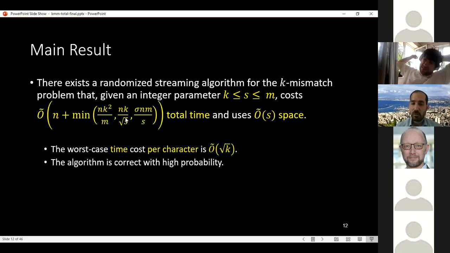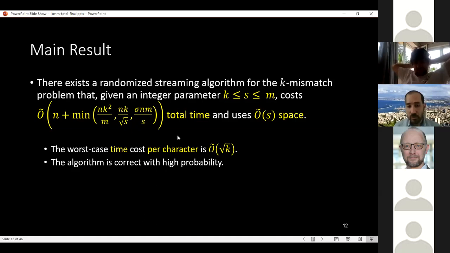And notice that for the online setting where s equals m, the third term here, sigma n, m over s, m and s cancel out, and we have sigma n, which is like the Fischer and Paterson algorithm. And here, if s equals m, we have a running time which is just like the state-of-the-art algorithm of Pavel and Przemek that runs in nk over square root m time.